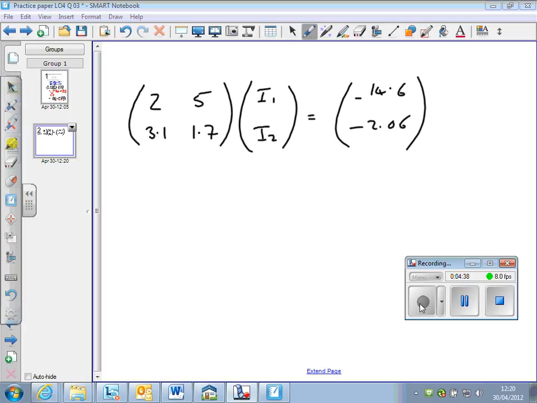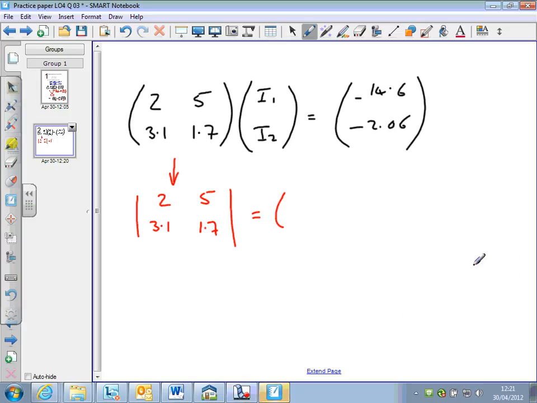Okay, so to find the inverse of this matrix here, we have to follow the same steps we did in question number 1. We have to find the determinant. So the determinant of this matrix, 2, 5, 3.1, 1.7, equals the leading diagonals multiplied together, 2 times 1.7, minus the other diagonal, 5 times 3.1, and that turns out to be minus 12.1. So that's the determinant of the matrix.